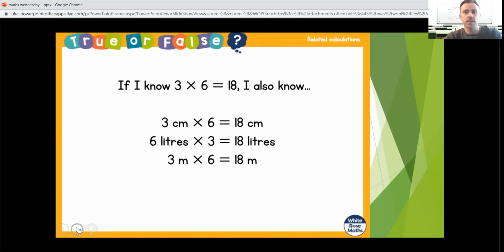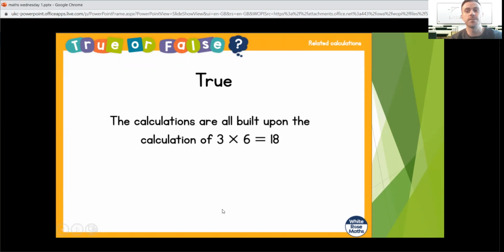All right, let's have a little look. You had a true or false statement there. Let's see what you put. The answer is in fact true. All the calculations, whether it was to do with centimeters, liters, meters, whatever, it was all to do with 3 times 6. So if you know that 3 times 6 equals 18, then the answer to all of those would be correct as well. And that would have been true. So well done if you got that.